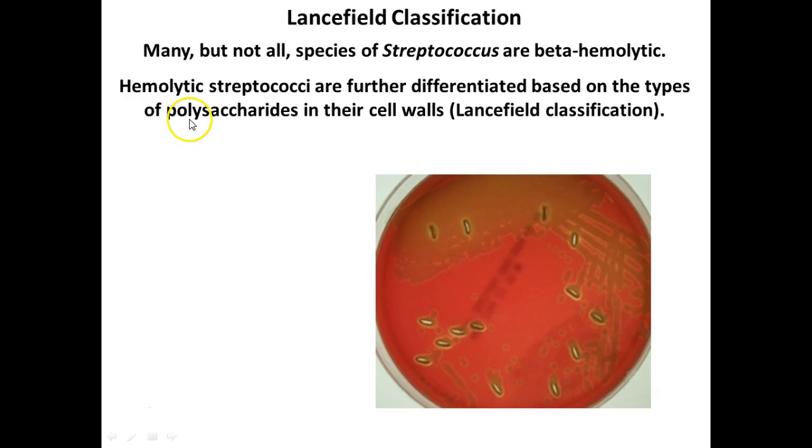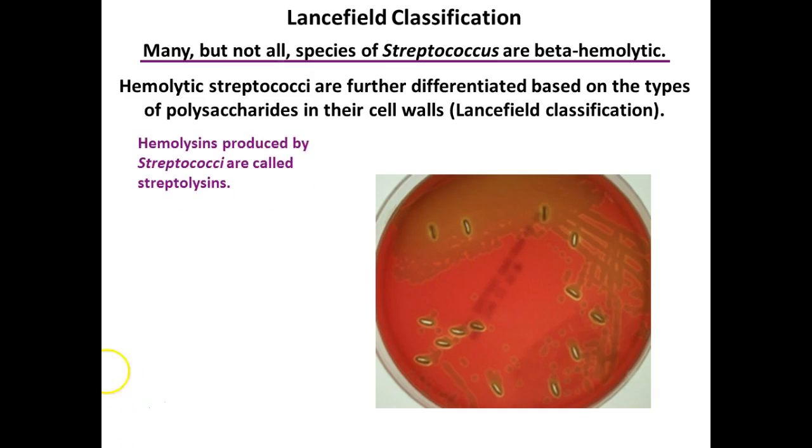Additional tests that they'll run are tests for the different polysaccharides or sugars associated with the cell walls of Streptococci. This testing is referred to as Lancefield classification. And this is similar to the type of testing that we're going to do in the very last lab of this course, where we're going to use antibodies to detect the presence of antigens. And that's what they do for the Streptococci. And even the hemolysis they produce, they give it a special name. Sometimes they refer to it as streptolysin because it's produced by Streptococci.